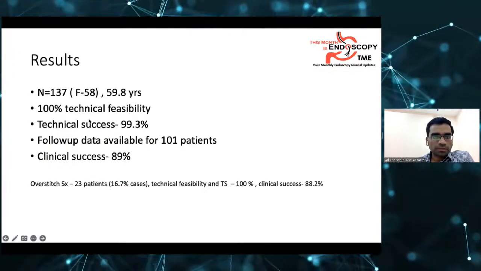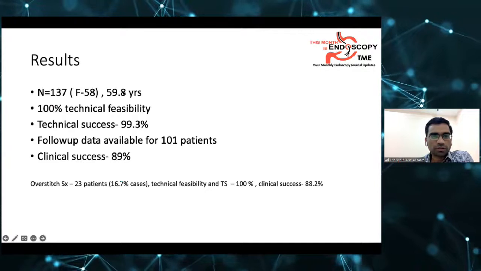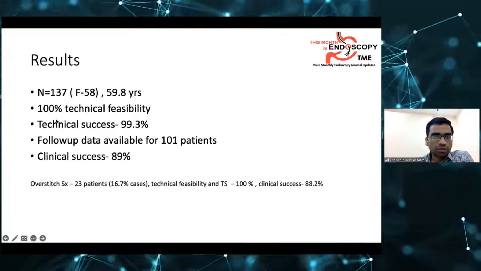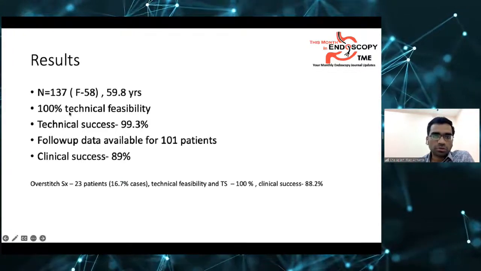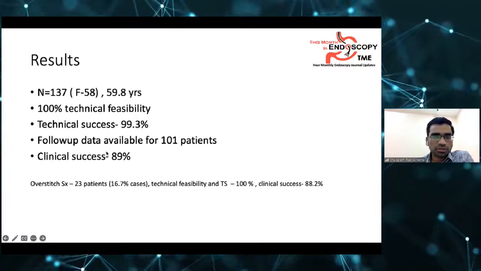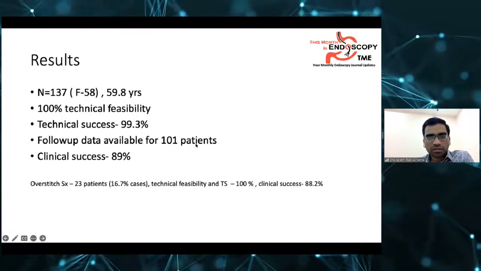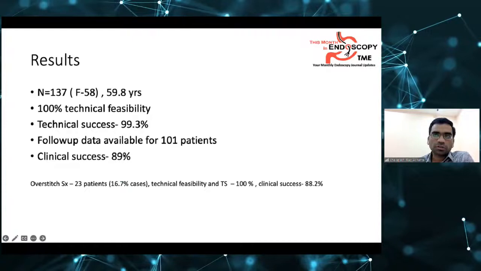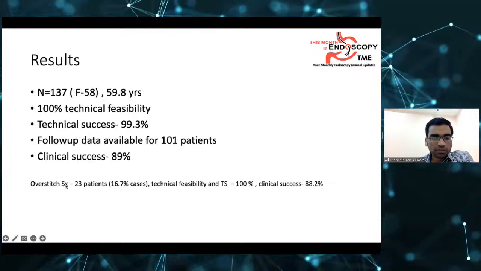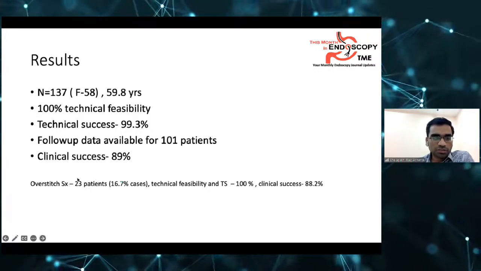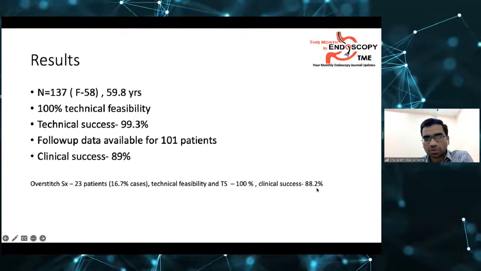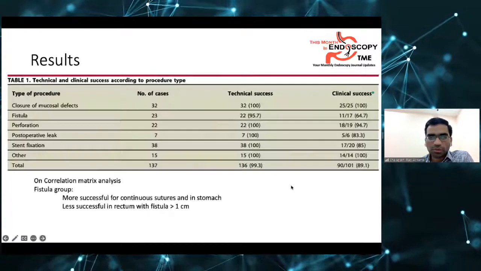So a total of 137 patients were studied, out of which females were 58, with a mean age of 59.8 years. In all patients, the scope with the assembly was introduced into the region of interest, and technical success was possible in 99.3% of patients. Follow-up data was available up to 90 days in 101 patients, and clinical success was noted in 89% of patients. Of note, the newer device, which is compatible with the single channel scope, that is Overstitch SX, was used in 23 patients, that is 16.7%. Technical feasibility and technical success was noted in 100%. Clinical success was noted in 88.2%.